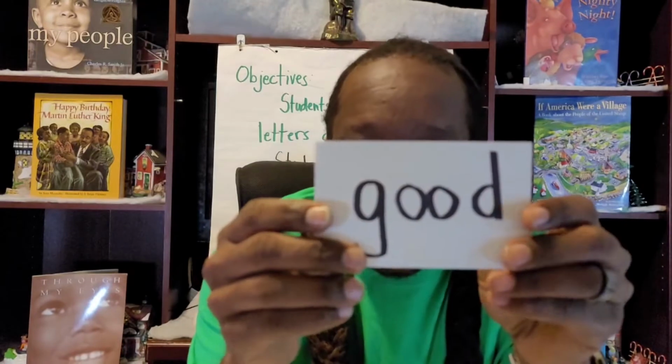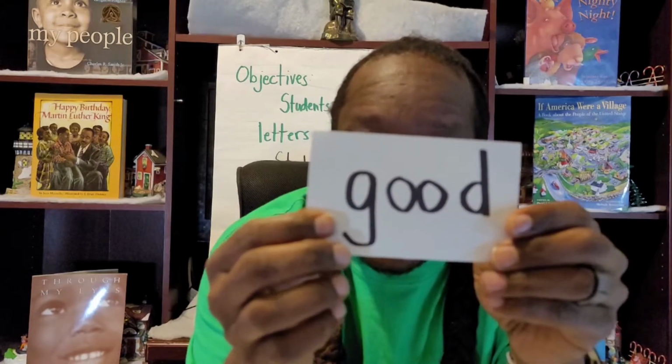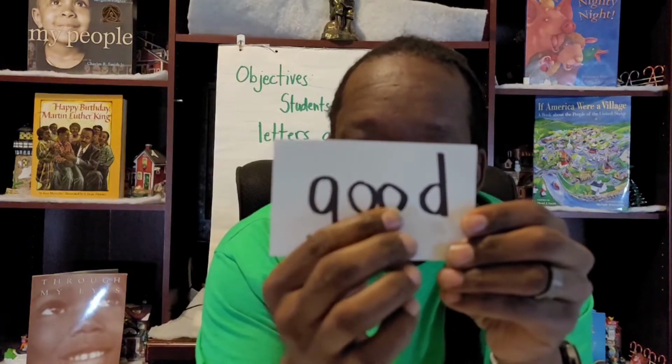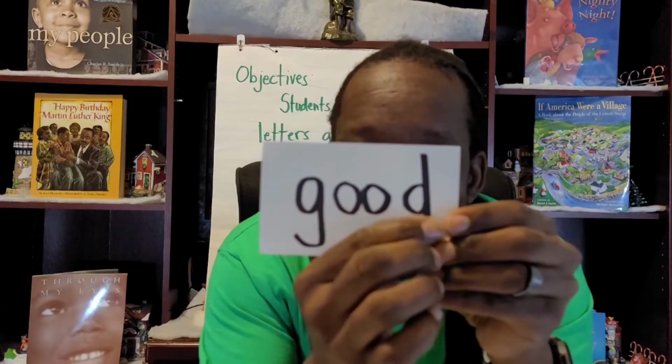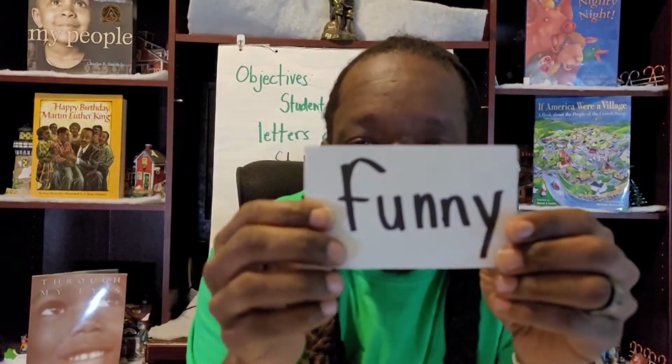And what word is this? Good. Yes, good. Let's spell good. G-O-O. I'm sorry, read it. Good. G-O-O-D. It's a good thing that I have the word card to look at because I might not be able to spell it. Good. Was your lunch good? Good.